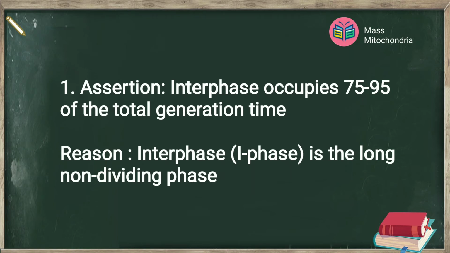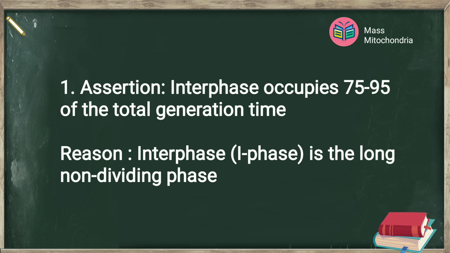Question number 1. Assertion: Interphase occupies 75 to 95% of total generation time. Reason: Interphase is the long non-dividing phase. Right answer is option B, that is assertion and reason are right, but reason is not the correct explanation for assertion.